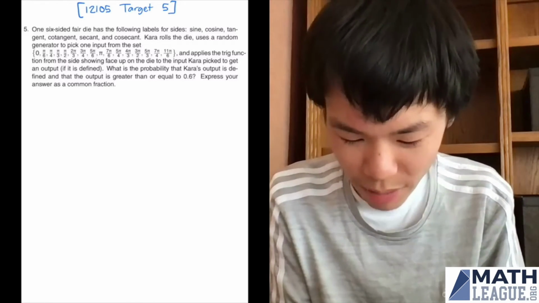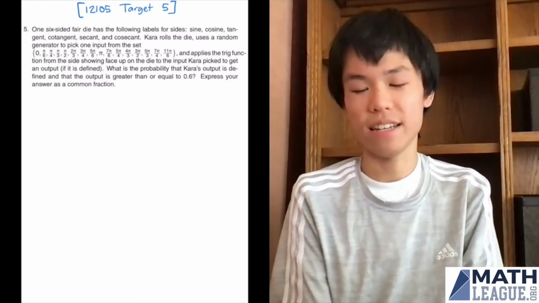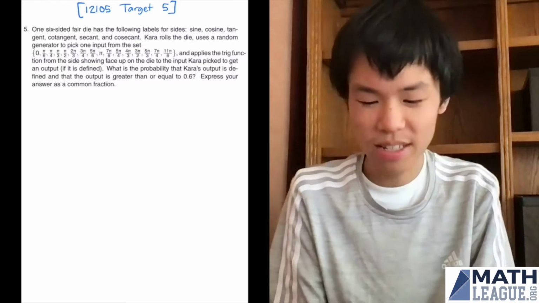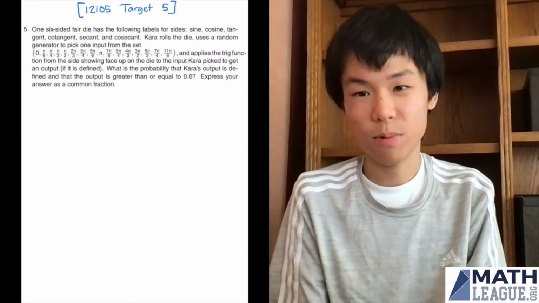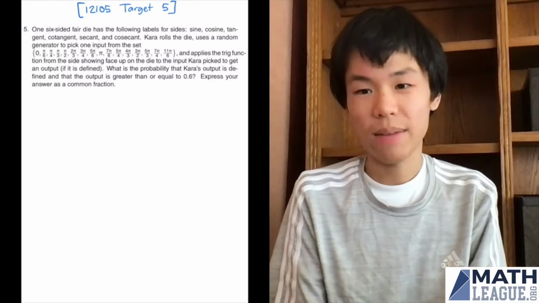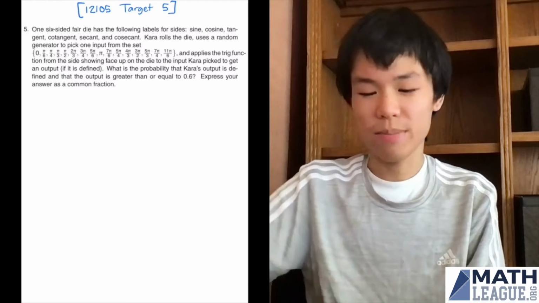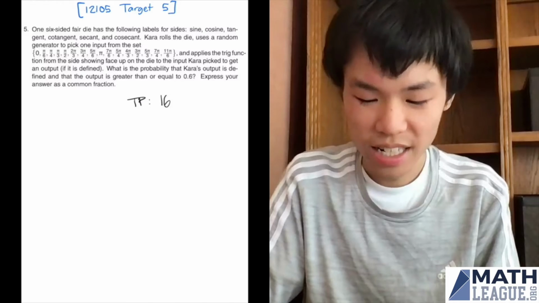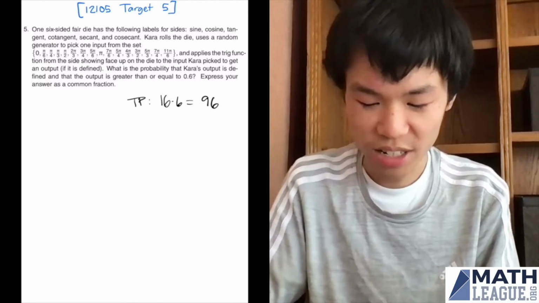Express your answer as a common fraction, and there is a lot to take in. But taking a look back in the set, there's 16 elements in that set and six ways for the die to land. And both of these events are done at random and are independent. So that means the total number of possibilities that are equally likely is 16 times 6 equals 96.